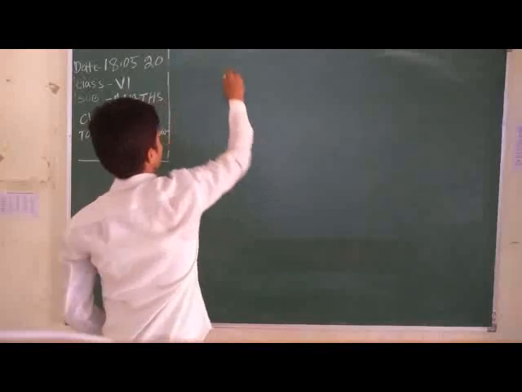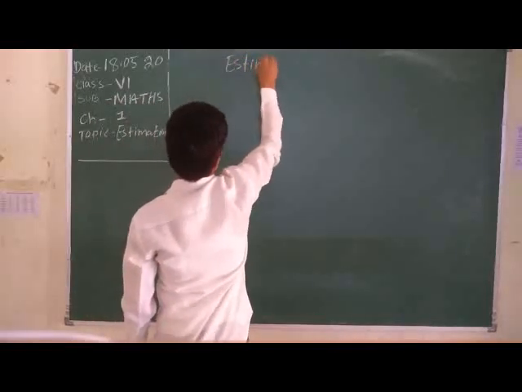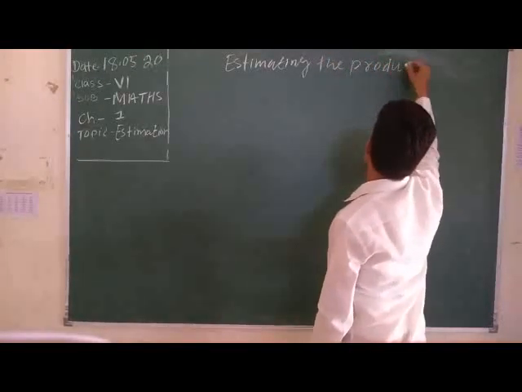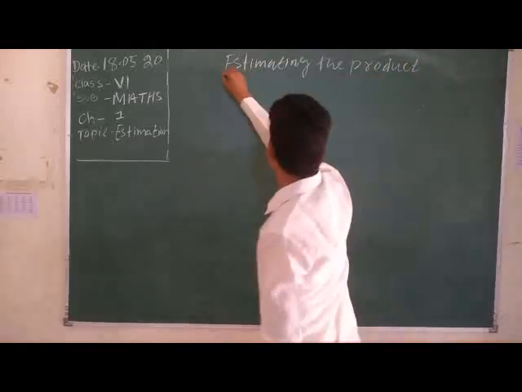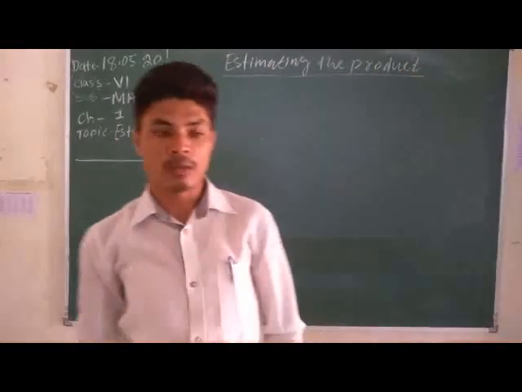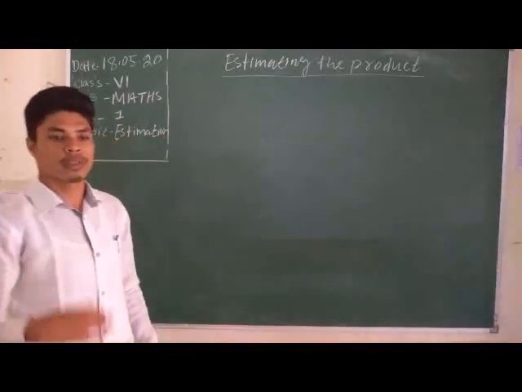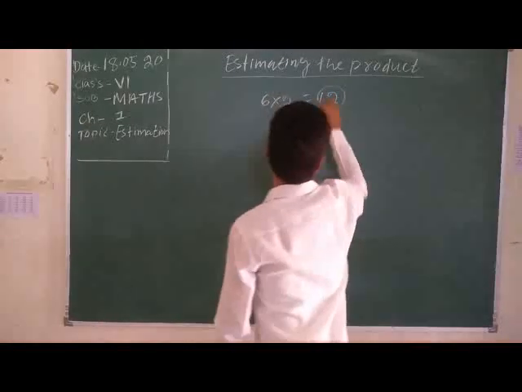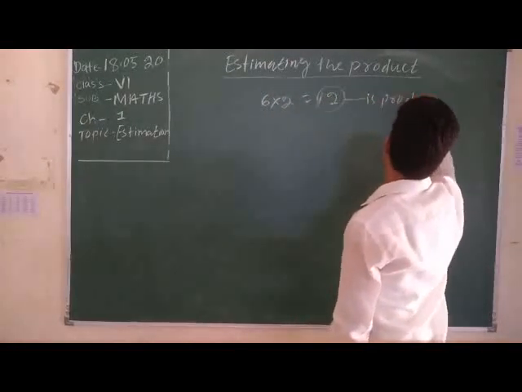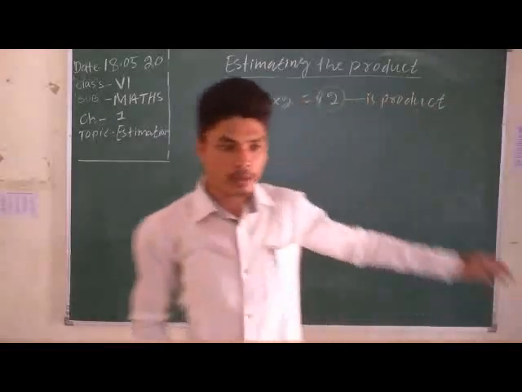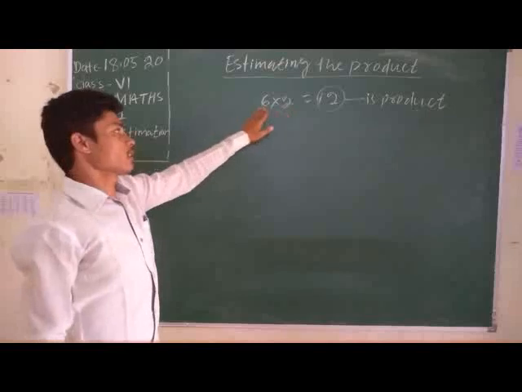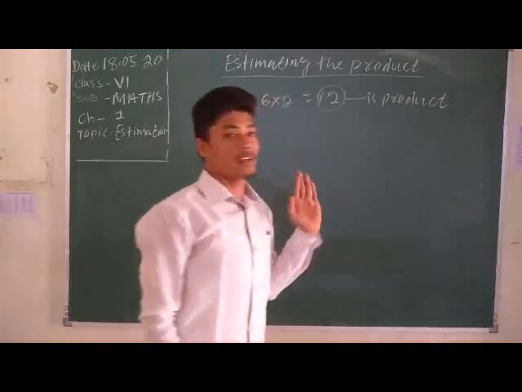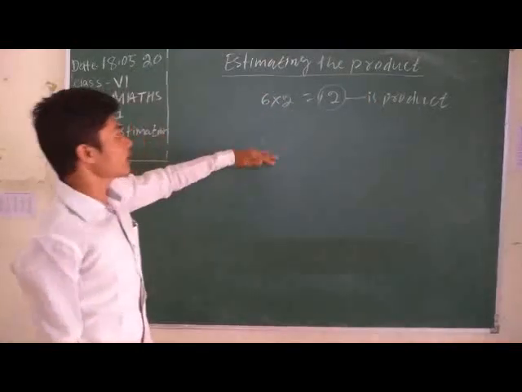Estimating the product. You know, product means what? When we multiply two numbers, we get the product. See the example: 6 into 2 equals 12. Here 12 is called the product. This one is the multiplicand, this one is the multiplier. When you multiply 6 into 2 you get 12. Clear about what is a product? So now we learn about the estimated product.